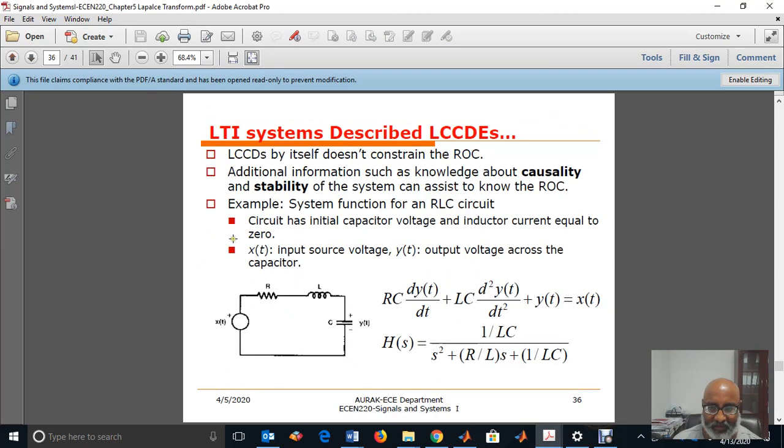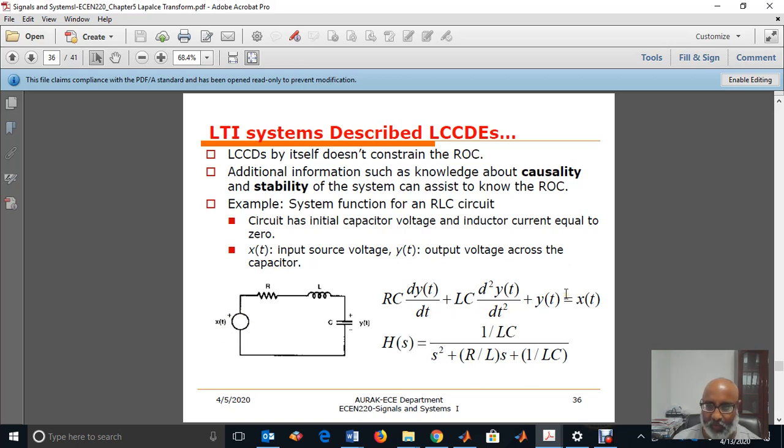For example, here I have another example. This is an RLC circuit. In this case, the input signal is a voltage, and I have a resistor, an inductor, and a capacitor. We are interested in finding the output y(t), which is the voltage across the capacitor. If we write the differential equation relating x(t) and y(t), I have RC dy/dt plus LC times the second derivative of y(t) plus y(t) equal to x(t). Remember, y(t) is the capacitor voltage and x(t) is the input voltage.